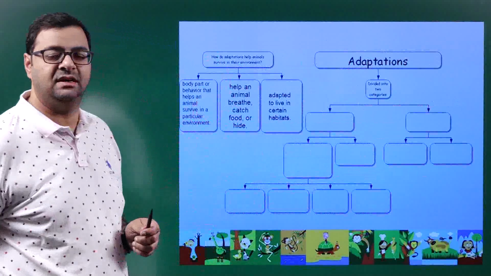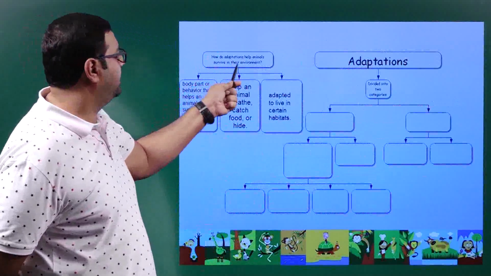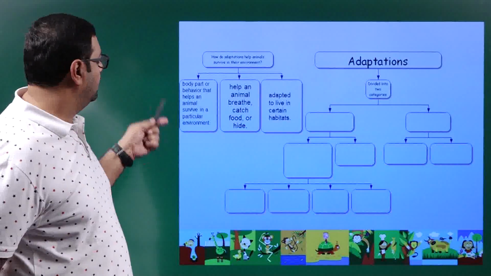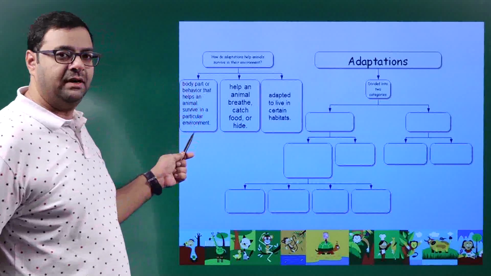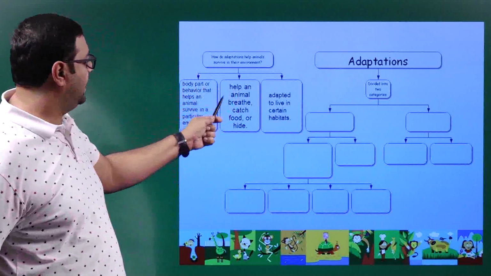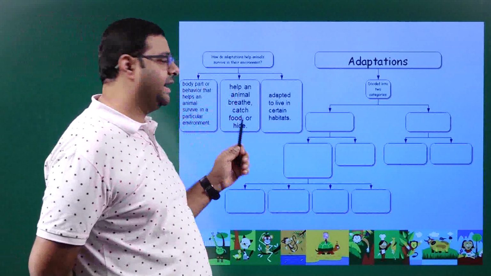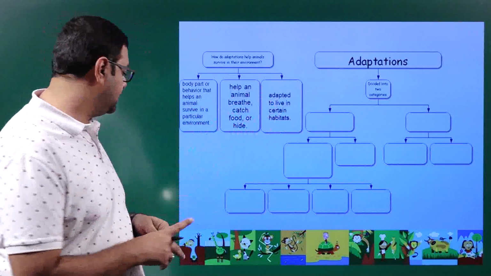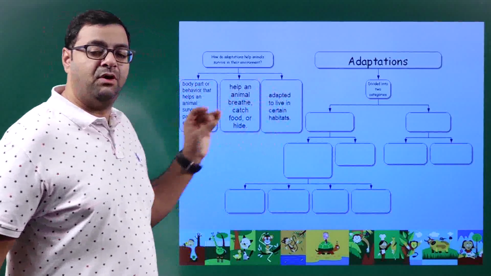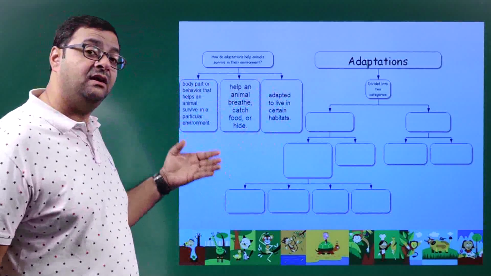We have summarized it here and put it up. How do adaptations help animals to survive in their environment? A body part or behavior that helps an animal to survive in a particular environment, helps an animal breathe, catch food or hide. Animals adapt to live in certain habitats. So these are the three points that we have seen in the earlier slide.